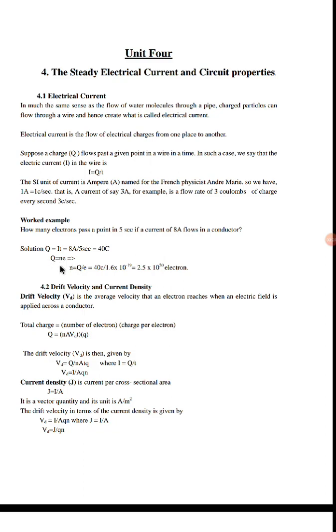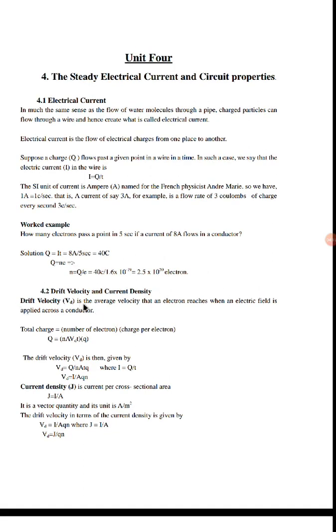So already we have Q equals N times e. That implies that N equals Q over e. Q is the amount of charge we got from the question, that is 40 coulombs, over the charge of one electron, 1.6 times 10 to the power of negative 19. Lastly, we have 2.5 times 10 to the power of 20 electrons passing through the given conductor.